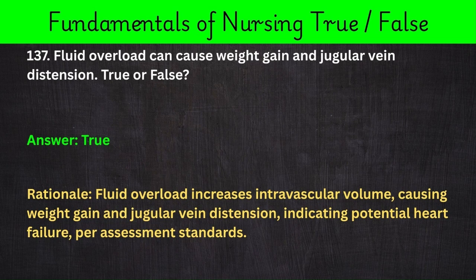137. Fluid overload can cause weight gain and jugular vein distension. True or false? Answer: True. Rationale: Fluid overload increases intravascular volume, causing weight gain and jugular vein distension, indicating potential heart failure, per assessment standards.